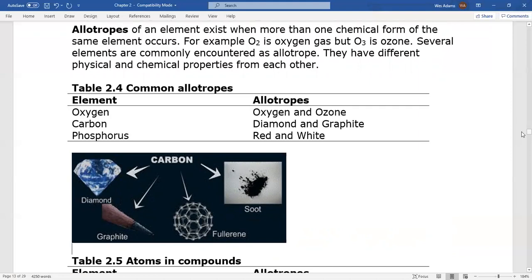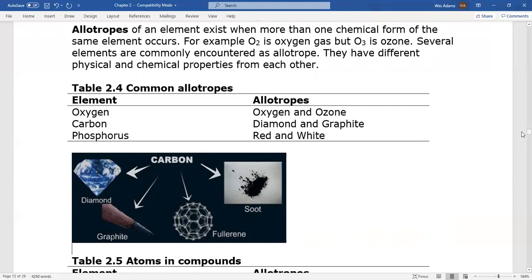But there are several, for example, oxygen and ozone. Carbon, diamond and graphite are the two most common, but you can get soot, as you can see from the picture down there, from a fire, fullerene, which is a rather complex cage, almost soccer ball shape. And there are quite a few allotropes of carbon that aren't here.